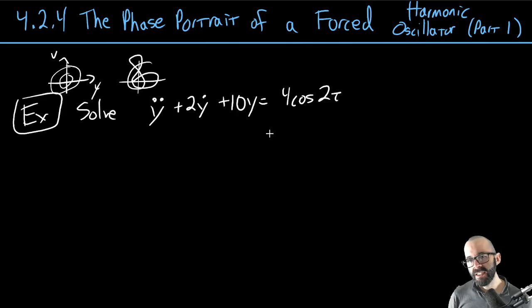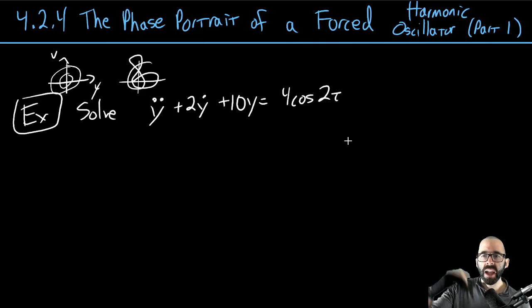And the right-hand side has a different frequency. The right-hand side, the external force, is oscillating at twice the speed. It has a horizontal compression of 2. It's oscillating at twice the speed and at 4 times the amplitude as the last one before.